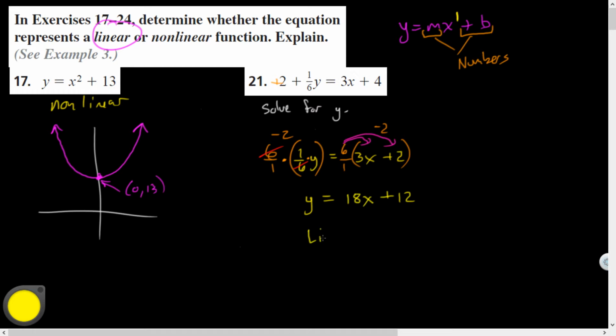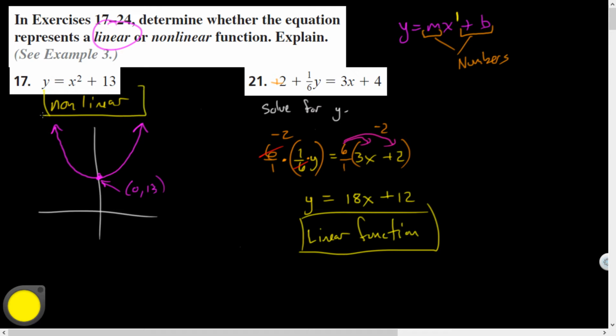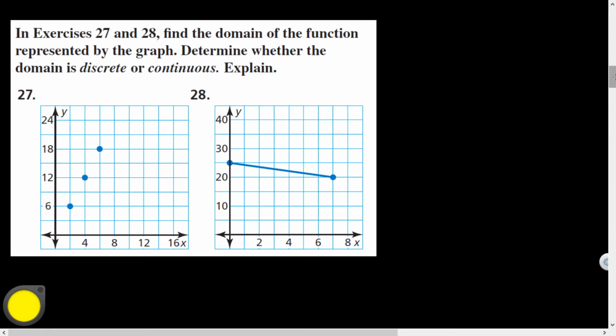This, my friend, is a linear function. Okay? Linear function. And this one was non-linear. Okay, let's keep moving. I said I was going to do this fast, but I don't think I'm doing a good job at that.